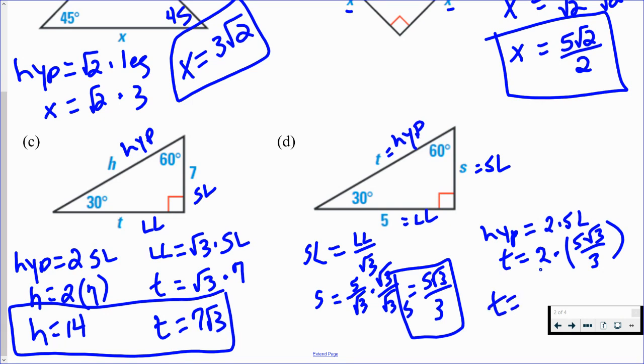Let's just simplify. Remember, 2 is like 2 over 1. A lot of times I'll see a mistake. People will multiply top and bottom by 2, but that's not correct. That would be 2 over 2, which is just 1. Okay, we're multiplying by 2, which is 2 over 1. So we just multiply the top. 2 times 5 gives us 10 square roots of 3, and we still have a 3 on the bottom. So T is 10 square roots of 3 over 3.